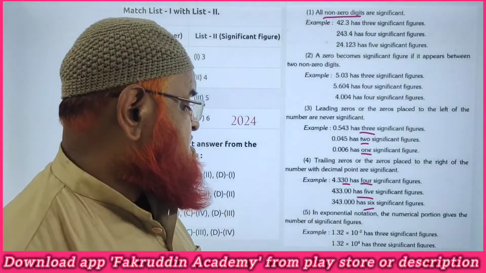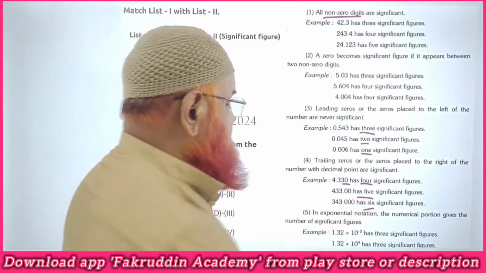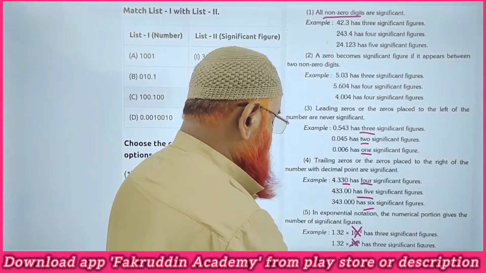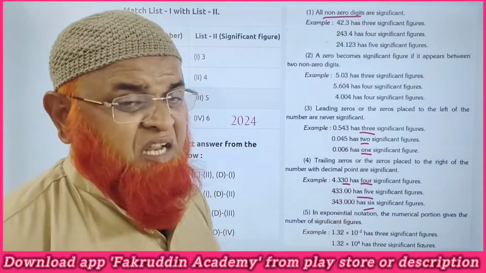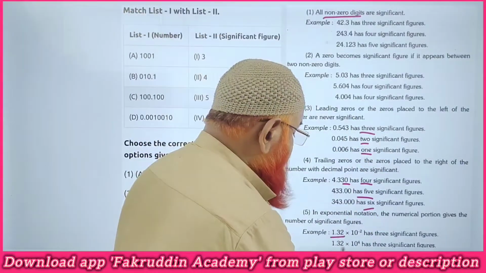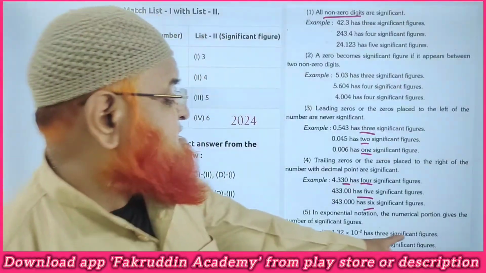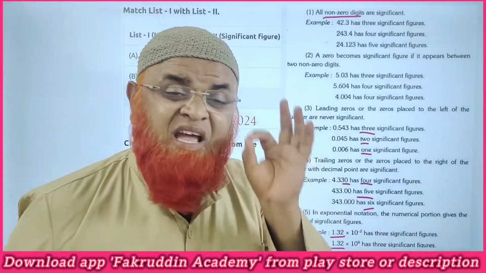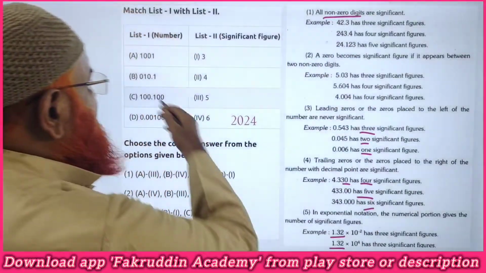The fifth rule says that even though there are exponential digits here, for example 10 power minus 2, 10 power 4, the powers are not significant. Only this digit is valuable. It is reliable. Therefore, the significant figures in this case is 3, and in this case also it is going to be 3. So after knowing all these rules, we can solve this problem.